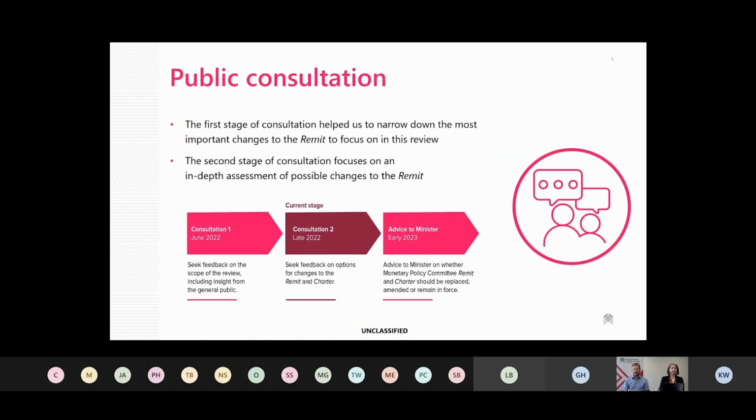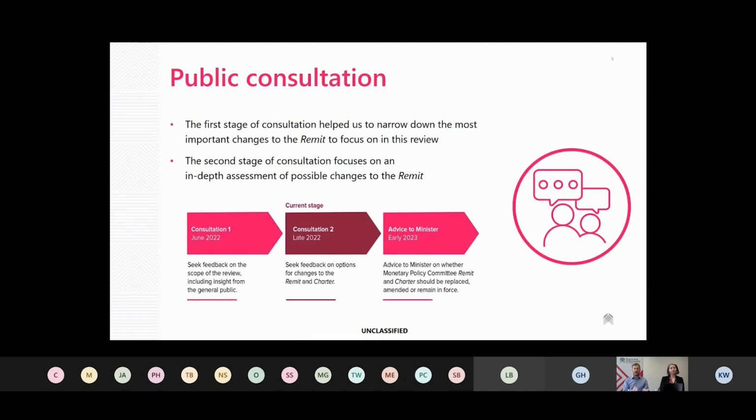And so we're midway through this process now. We released an earlier consultation in June of this year, and we received a lot of valuable feedback on that first consultation. The consultation was really looking at bigger picture issues of what are the biggest issues confronting monetary policy at the moment, and what areas we should think about looking at for future change.